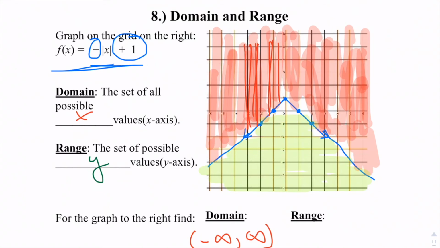But as soon as I get to my maximum at my vertex, I don't have any more y values above that. So at my vertex, that's where my y values stop. So that makes my range from negative infinity, because it can be all the way down here somewhere, and it stops at my vertex, where the y value of my vertex is positive 1. So my range is negative infinity to positive 1.